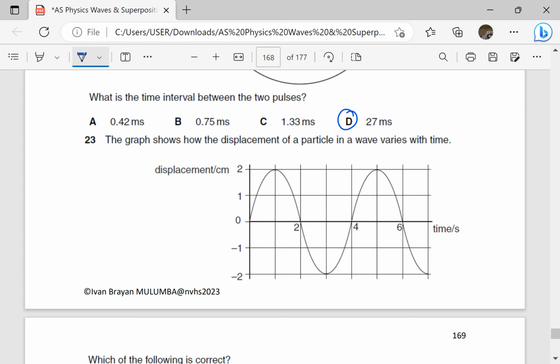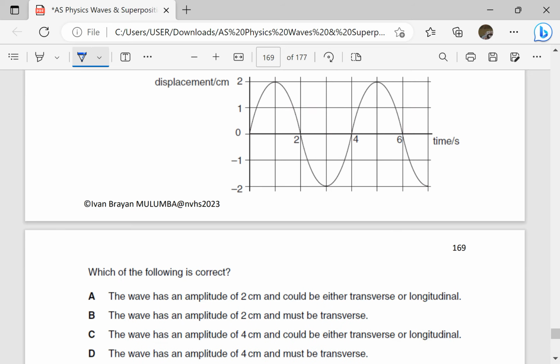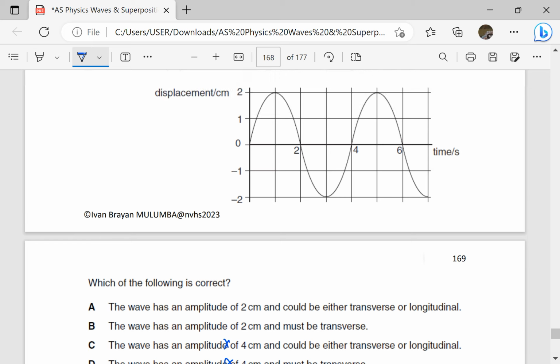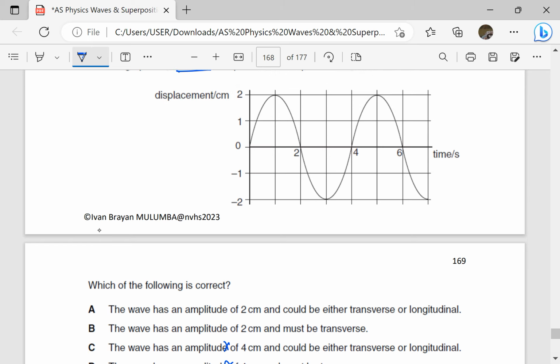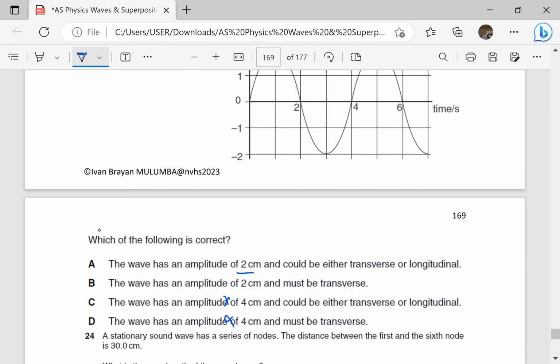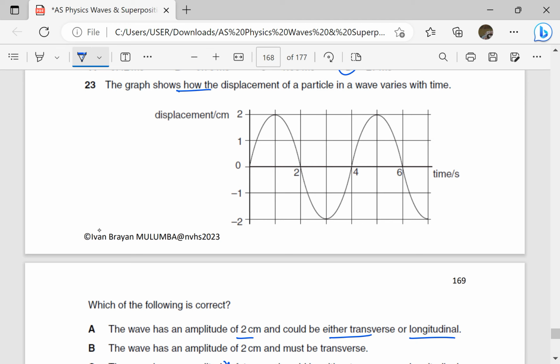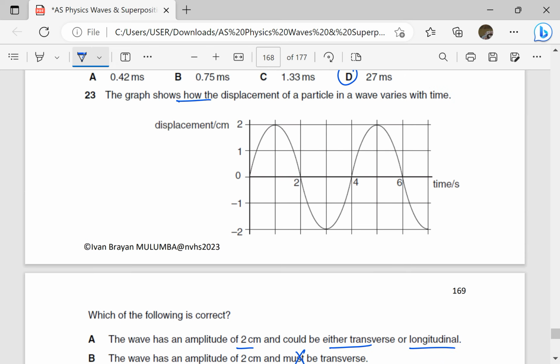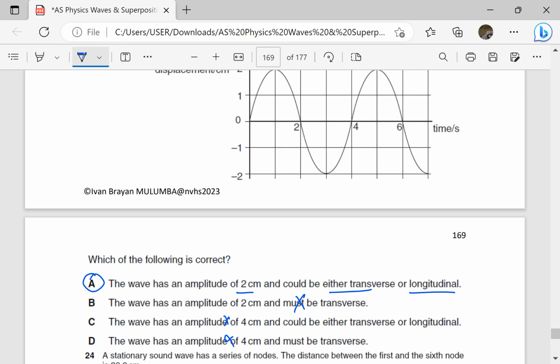The graph shows how the displacement of a particle in a wave varies with time. Which of the following is correct? So we can see the amplitude must be 2 centimeters. So 4 is wrong. Then the period is 4 seconds. Okay. The wave has an amplitude of 2 centimeters, which is true. Could be either transverse or longitudinal. That is also true. We can represent transverse or longitudinal waves like that. So it is not a must that it is only transverse waves represented by that. So our answer is going to be A.